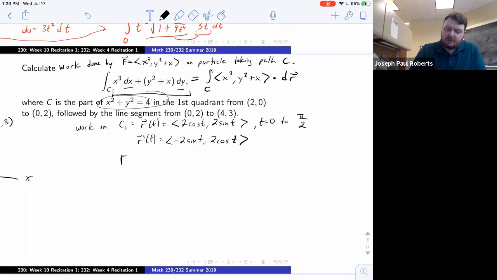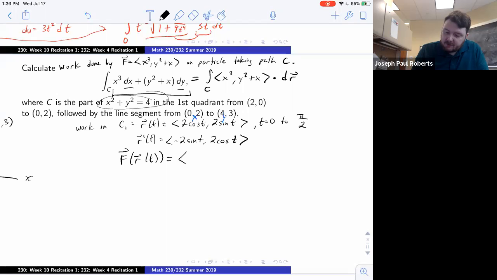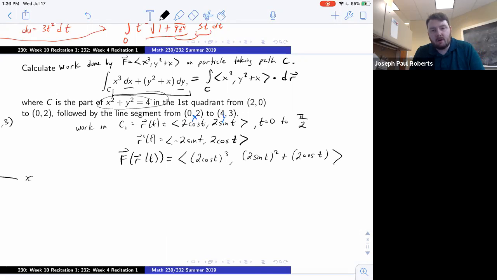So then I have to do f of r of t. So f of r of t, I'm basically plugging in x is 2 cosine t, y is 2 sine t into my vector field, which is x cubed. So (2 cosine t) cubed, y squared plus x. So that's my f of r of t. Now I do f of r of t dot product r prime of t.